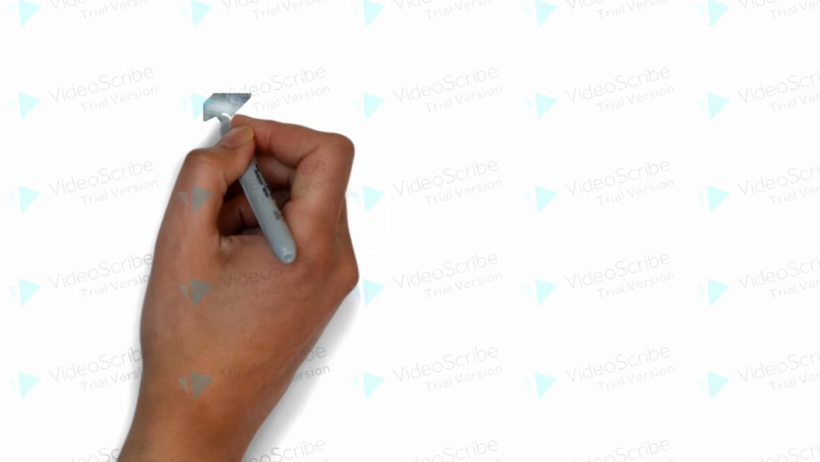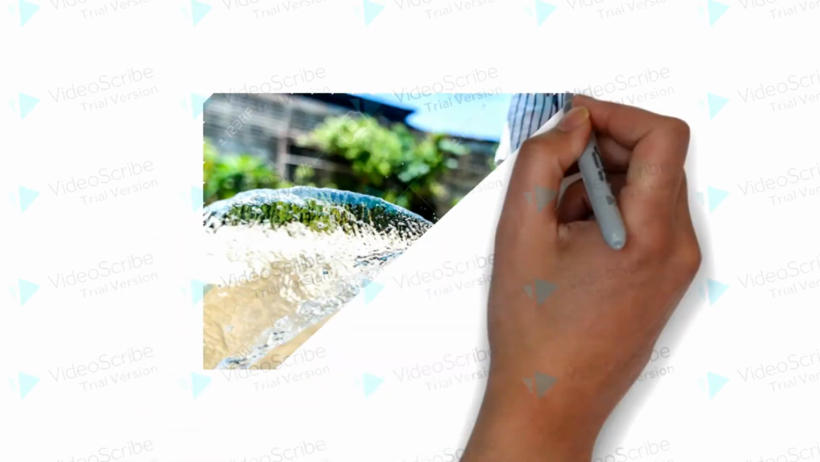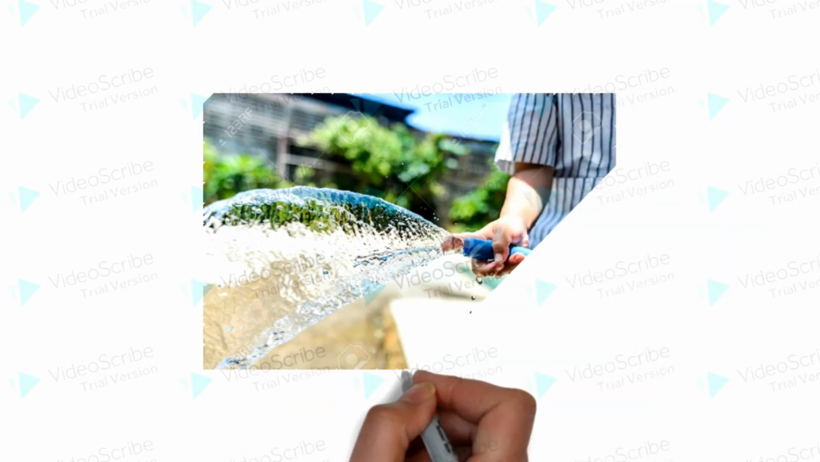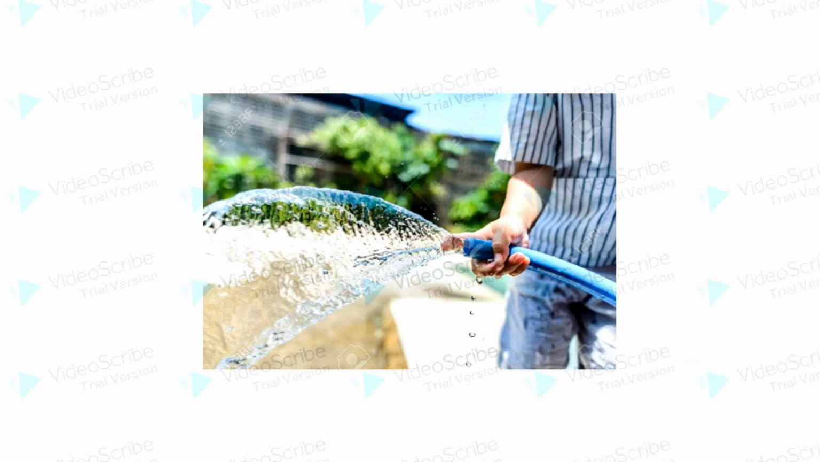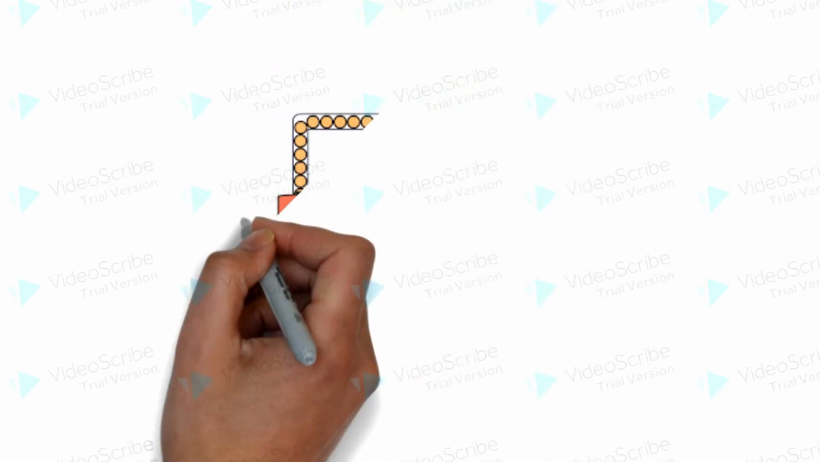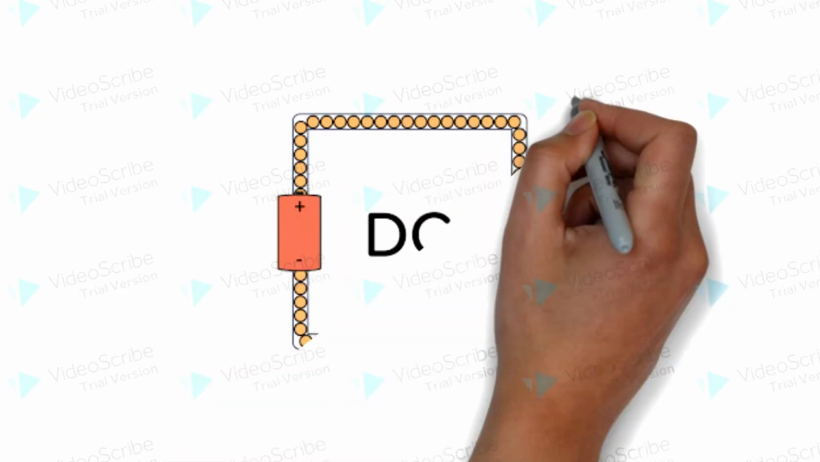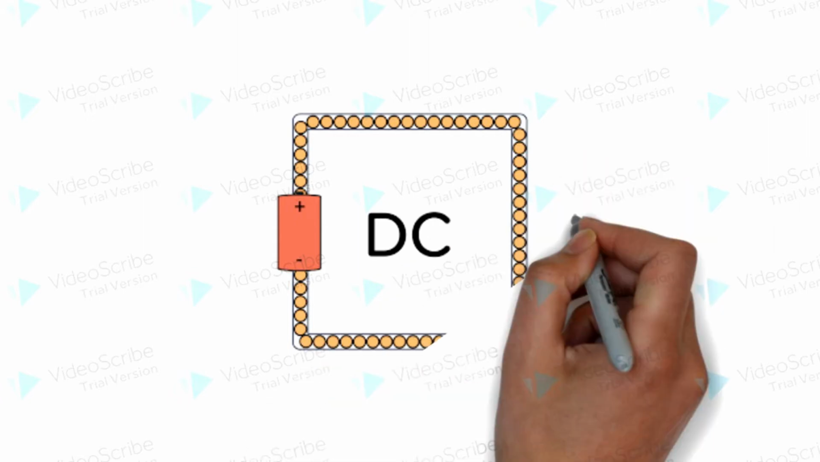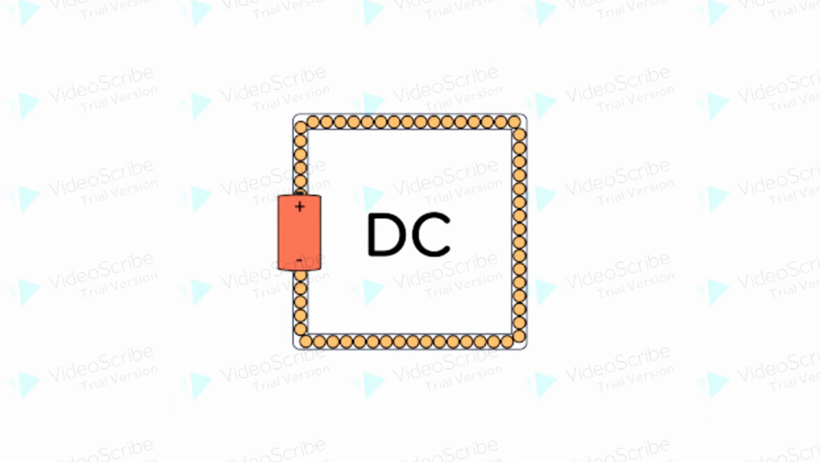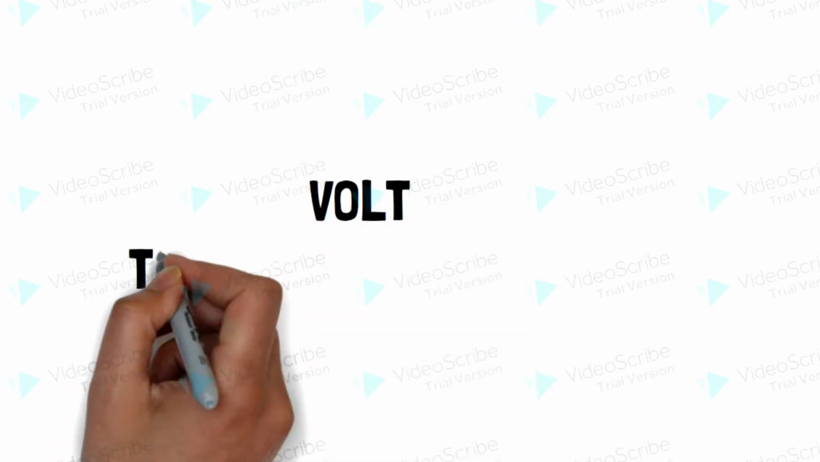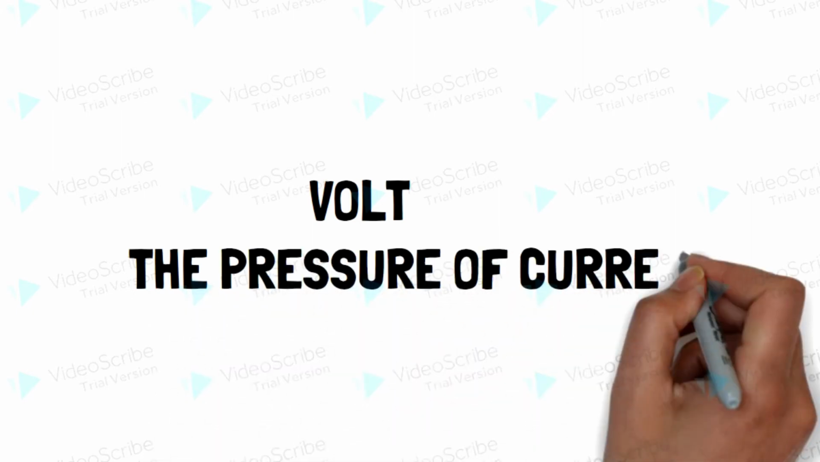When water is flowing through a pipe and you keep your finger at the tip of the pipe, the water comes under pressure. The pressure is called the voltage. In electronics, the pressure of the charge is called the voltage. What is called voltage? The pressure of the charges or electrons is called the voltage. So we can say that the volt is the pressure of the current.